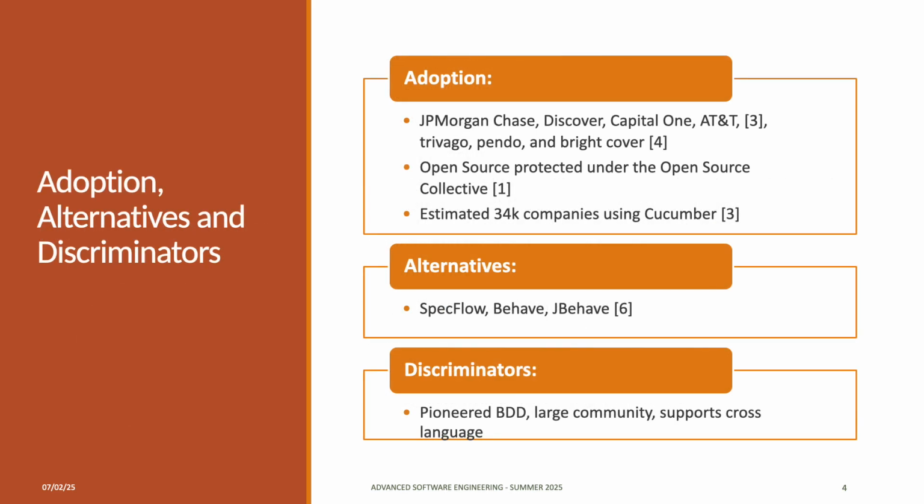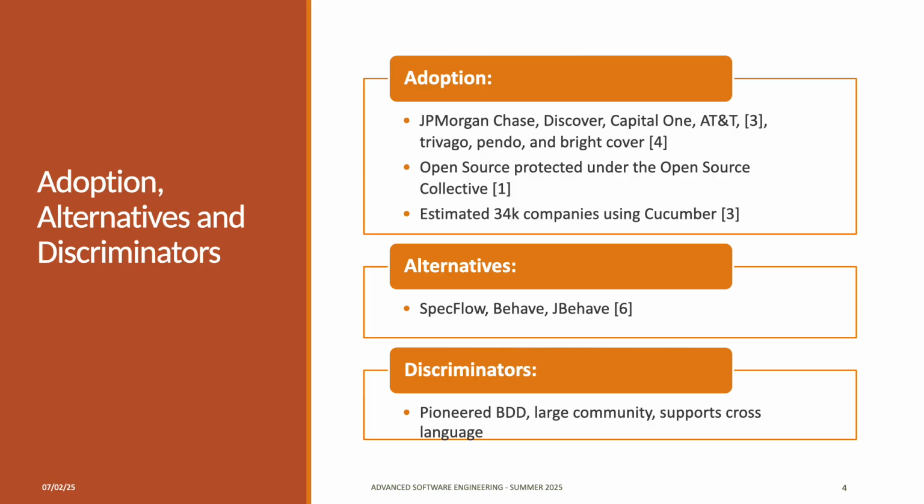Companies like JP Morgan Chase, Discover, Capital One, and AT&T all report using Cucumber in some fashion for their user acceptance testing. It is open source protected under the Open Source Collective, so really any company could start using Cucumber in their project if they decided to. And currently an estimated 34,000 companies are using Cucumber.